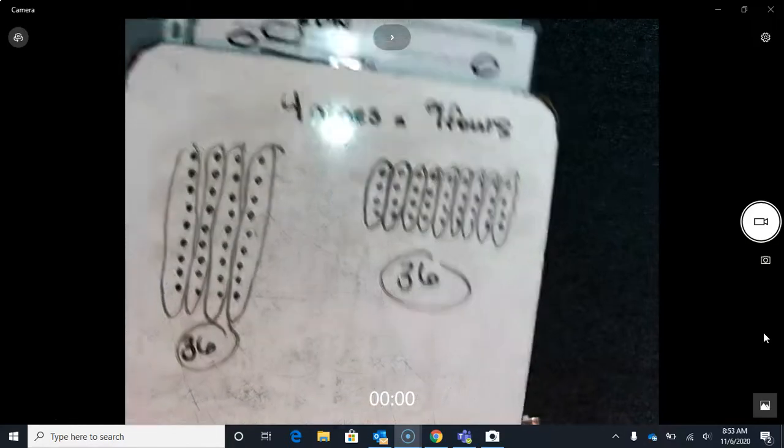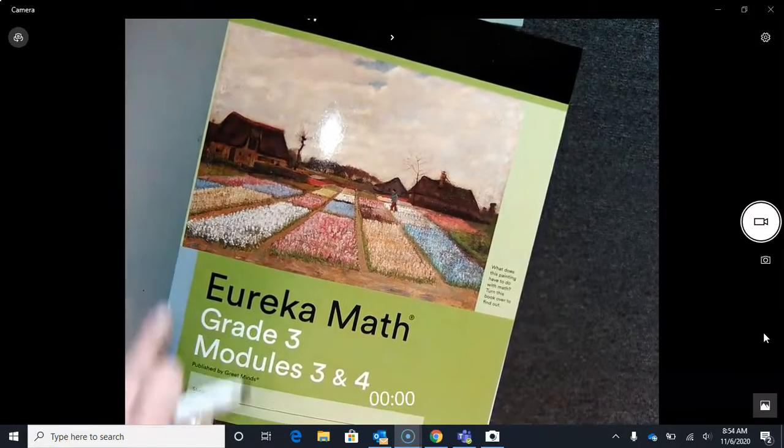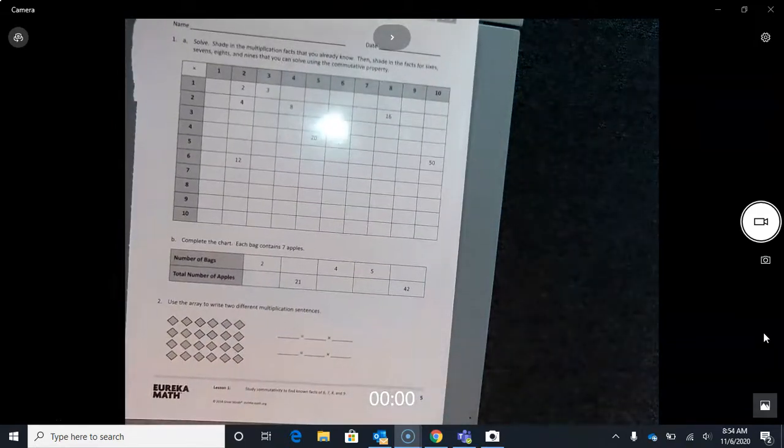All right, so the next part of our lesson, you are going to need to take out your Learn notebook. It's the one that looks like this. It says Module 3 and 4, and it has a blue section on the binding. You will need that, and you're going to flip open to page 5 in your new Learn notebook.